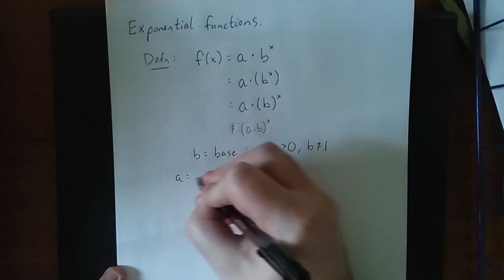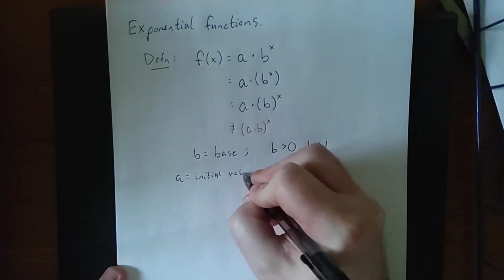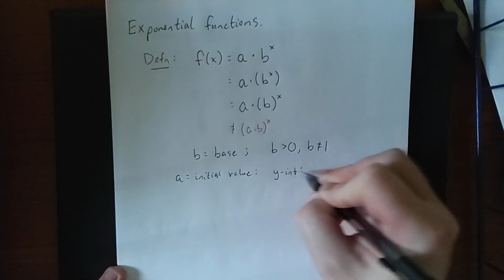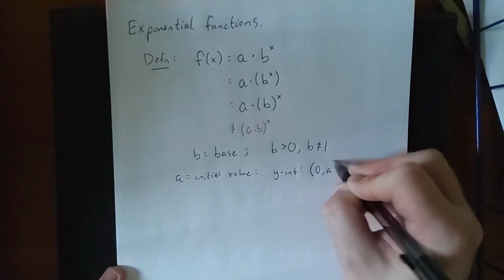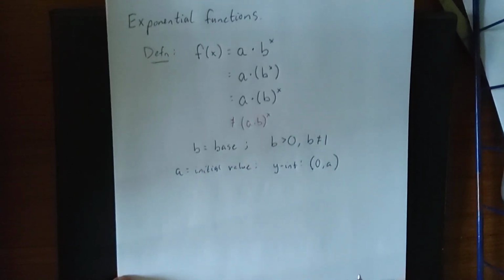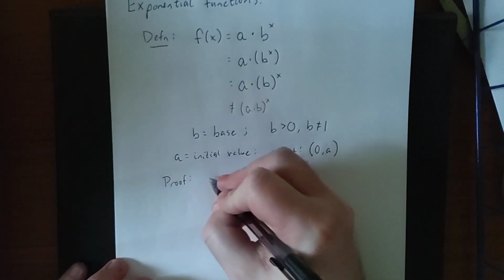a is what's referred to as the initial value. And the reason that we refer to it as the initial value is because the y-intercept is always going to be the ordered pair (0, a). And the fact that there's a 0 in here is what makes it an initial value. We usually start at 0.